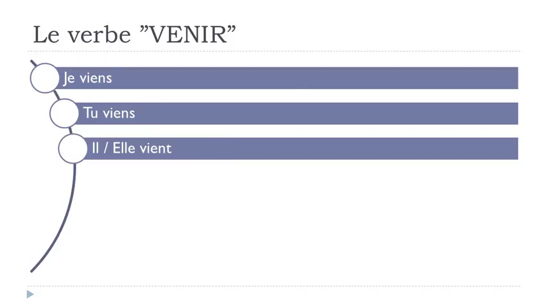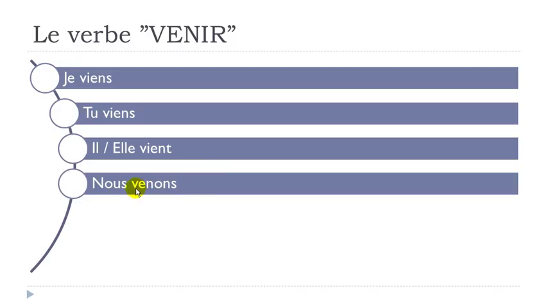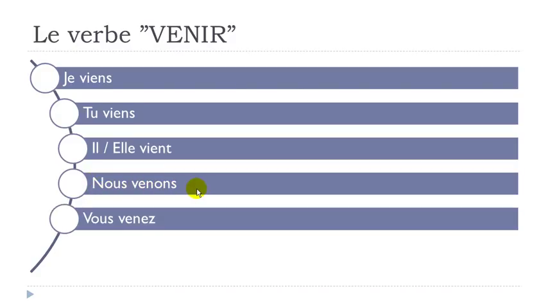Okay? For nous, it will be different. Nous venons, okay, O-N-S, classical ending for nous, final S not pronounced, so O-N, on, venons, nous venons, okay, and then vous venez, remember a Z combined like that, et, venez, vous venez, okay.